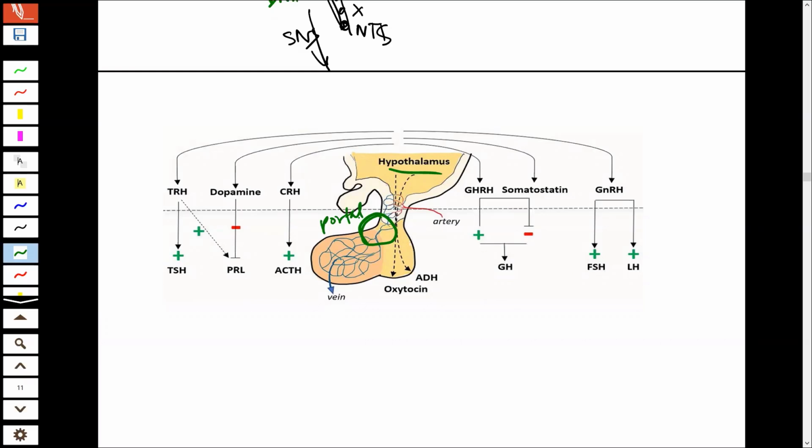Okay, what do you need to know out of this signaling? So we're going to be talking about hyperprolactinemia. Well, look at this. Here's the first thing to pay attention to.